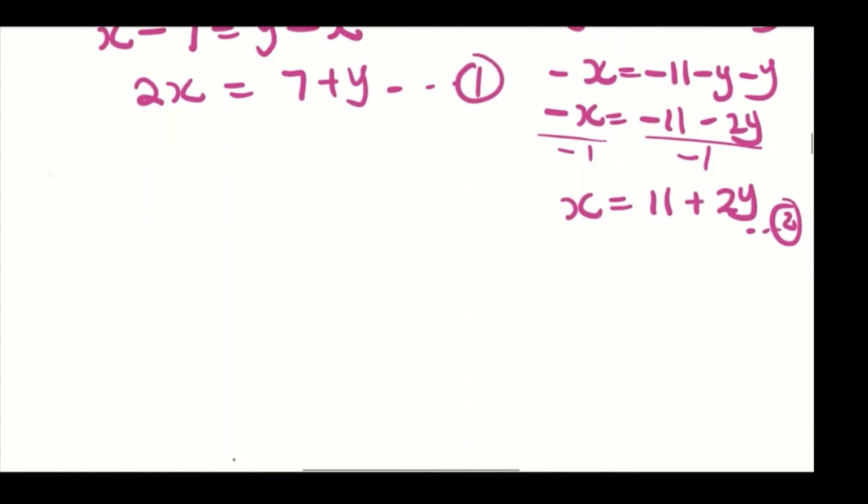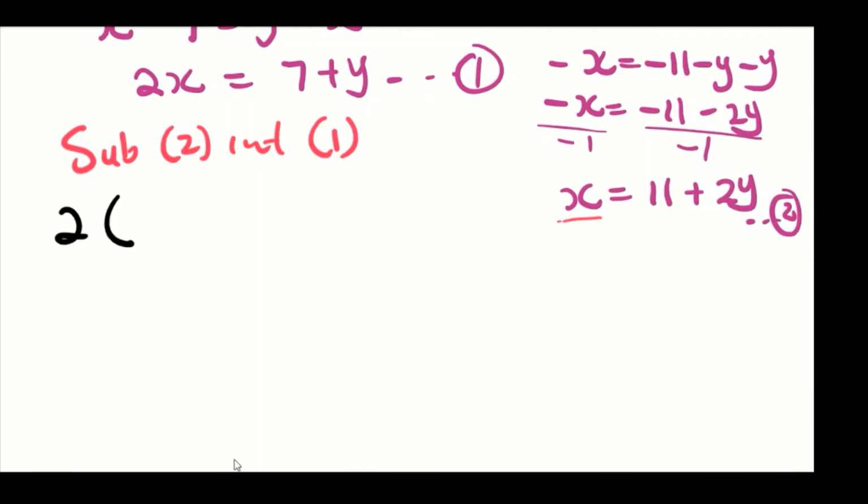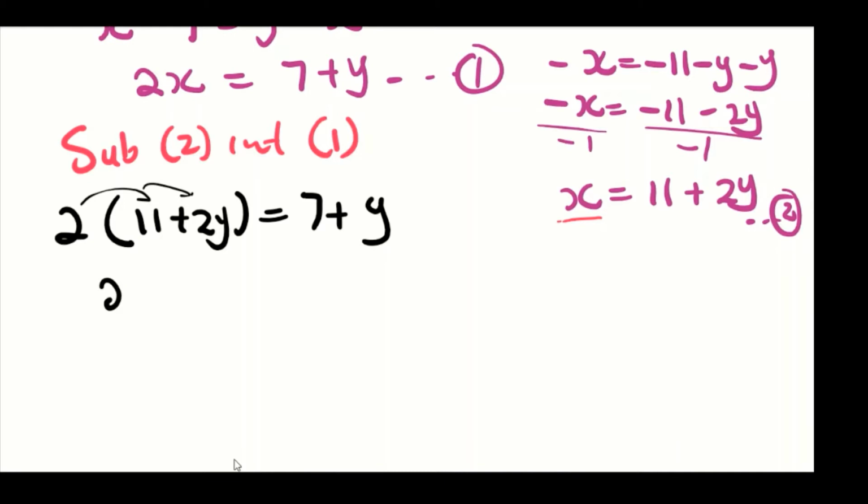So I'm going to substitute equation 2 into equation 1. Whenever I see x, I'm going to put 11 plus 2y. So it's going to be 2 into 11 plus 2y is equal to 7 plus y, and then I multiply the 2 inside the bracket. I have 22 plus 4y is equal to 7 plus y.